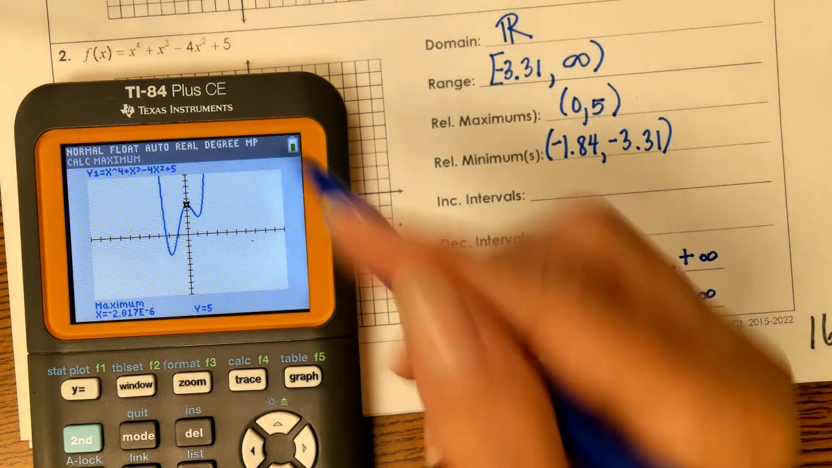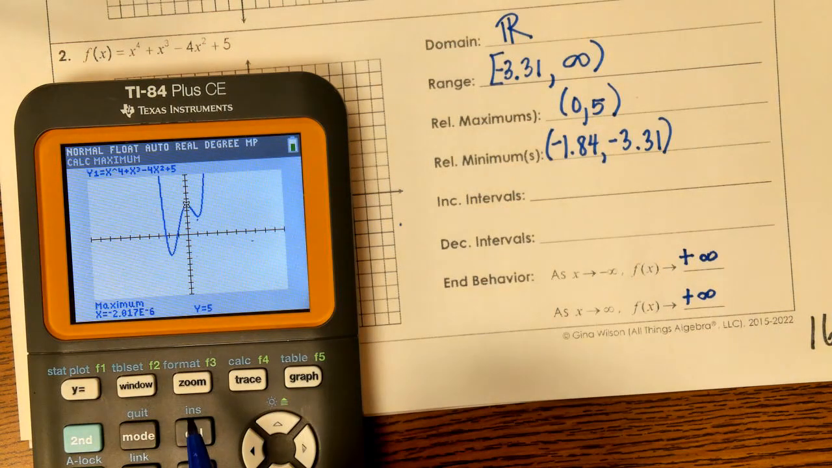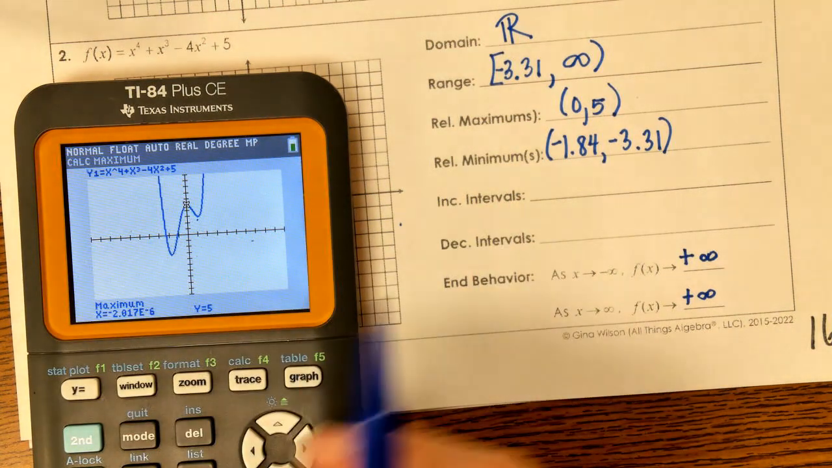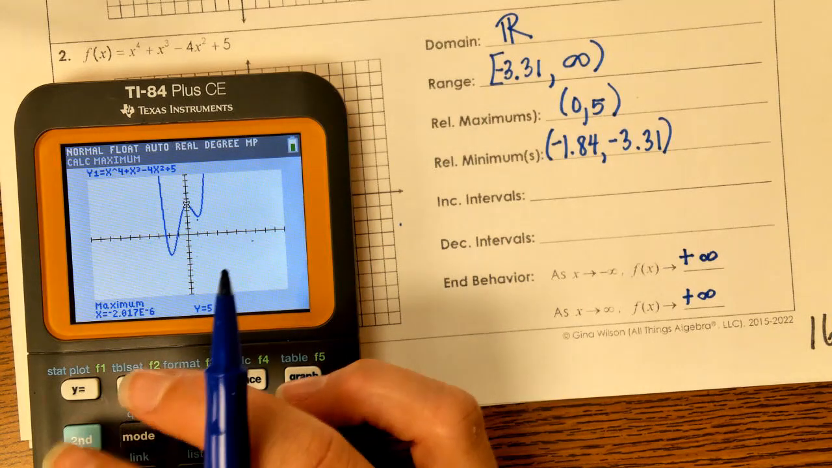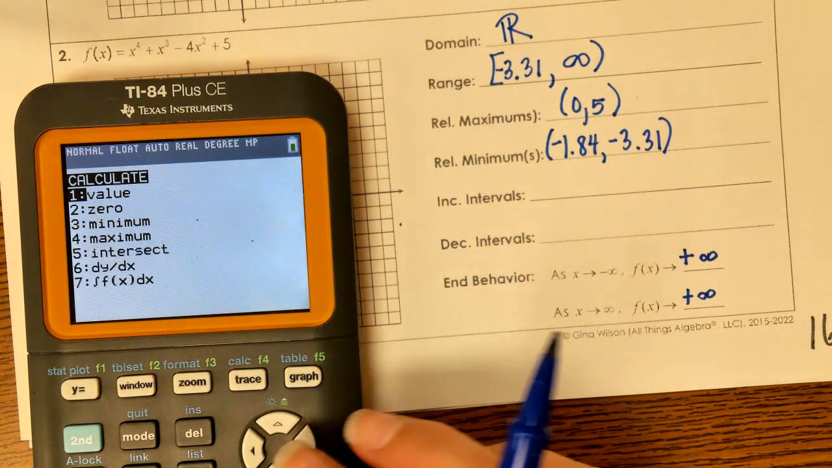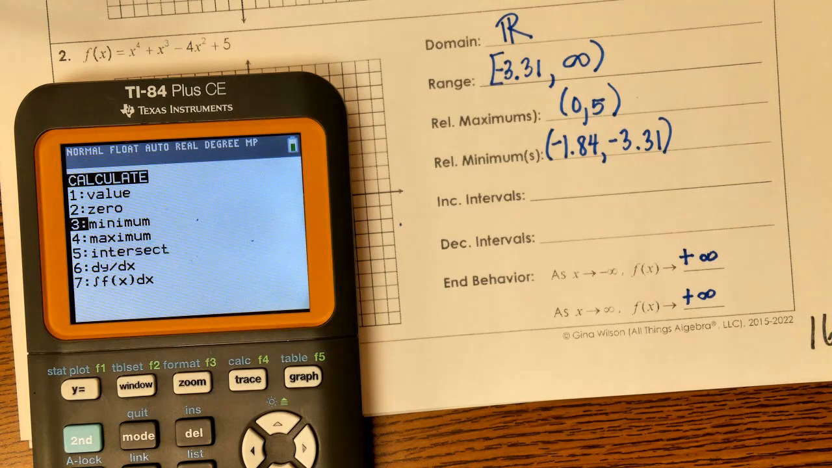Now let's finish. We have one more minimum, and I need to go and repeat our process for calculating the minimum by pressing second trace, the minimum.